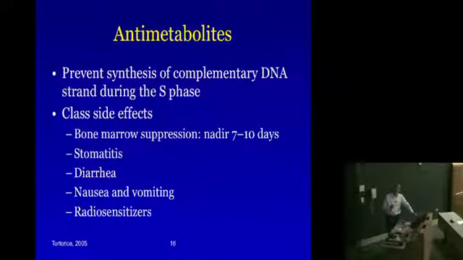And so if we look at the antimetabolites, these are a series of drugs that prevent synthesis of complementary DNA strands during the S phase of the cell cycle. The classic side effects of these include bone marrow suppression. We know that the way these drugs work, you usually see suppression about 7 to 10 days after initiating drug therapy, and usually by the 21 to 28 day mark, the suppression is gone. It causes inflammation in the mouth and throughout the GI tract. It causes diarrhea because of some of that, nausea and vomiting, and they could also serve as radiosensitizers. So if you give them with radiation therapy, you could accentuate the effects of radiation, but also the toxicities of radiation.